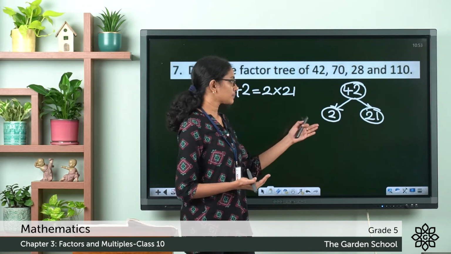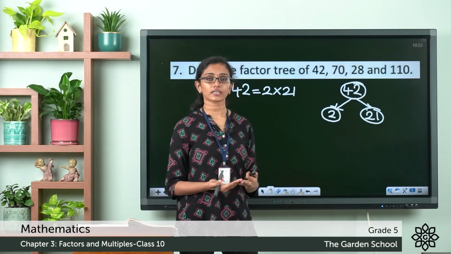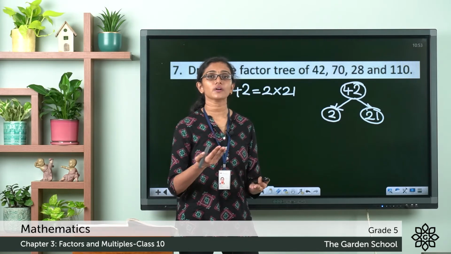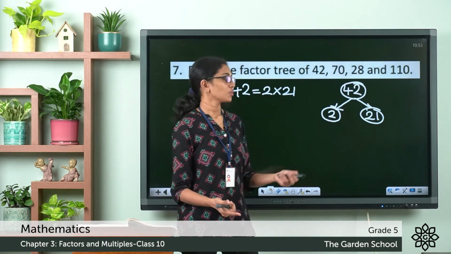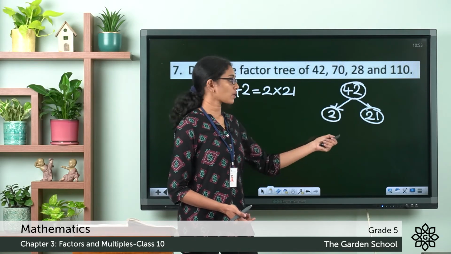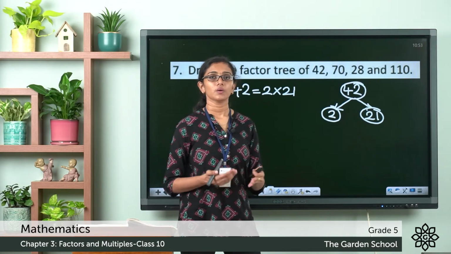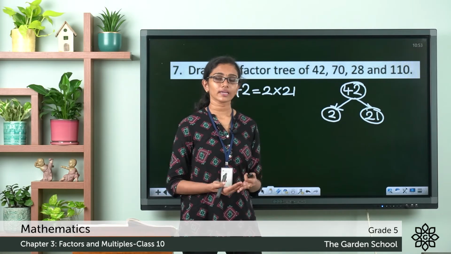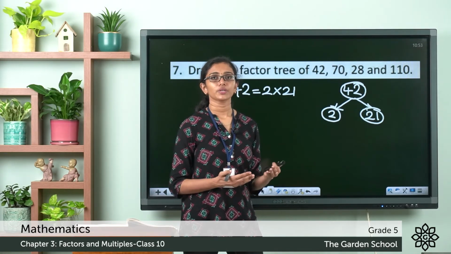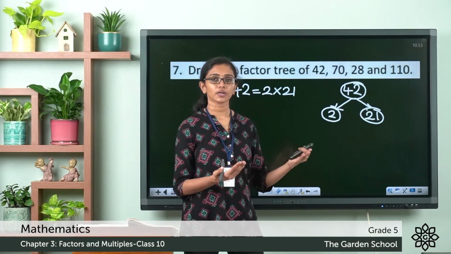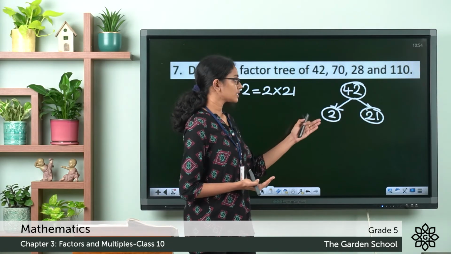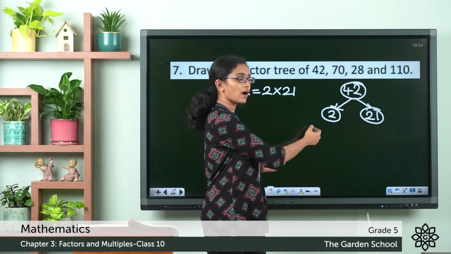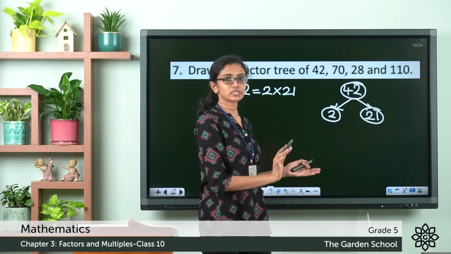Here 2 is a prime number. It has 2 factors, that is 1 and 2. So 2 can be written as the product of 1 and 2, but we are not going to represent 1 in a factor tree because 1 is a common factor for all the numbers. So while drawing the factor tree of any number, we do not consider 1 as part of the factor tree. So there is no need to show this 2 as the product of 1 and 2. So for 2, let's stop here.